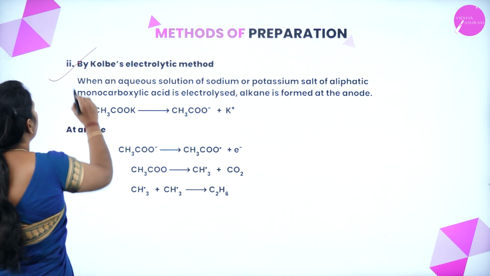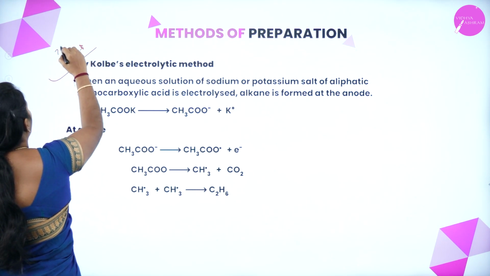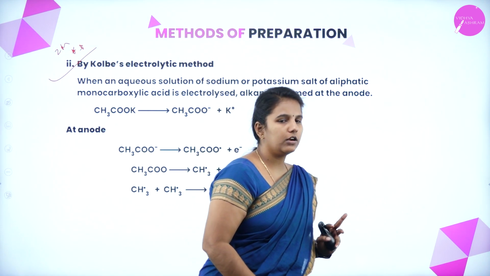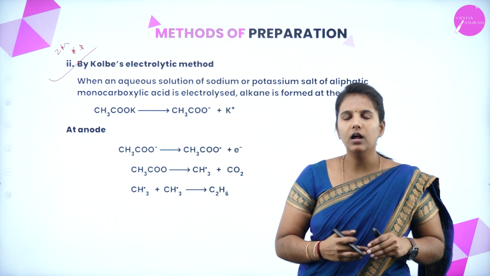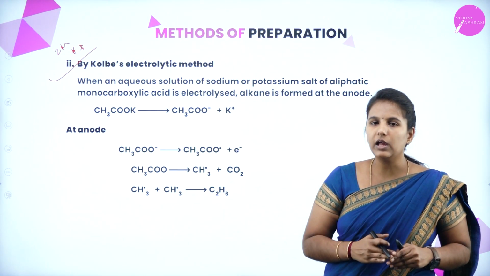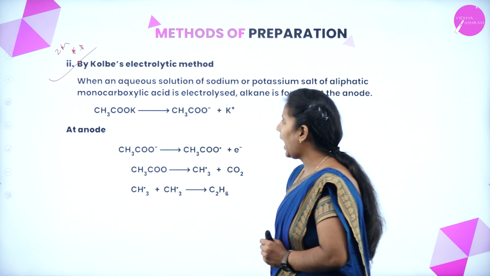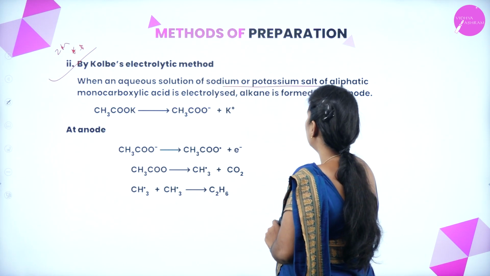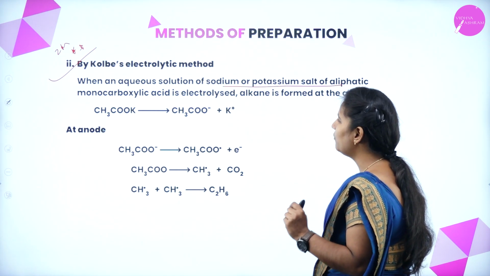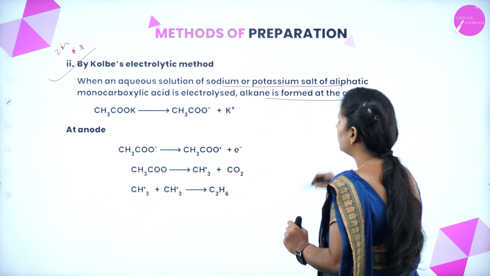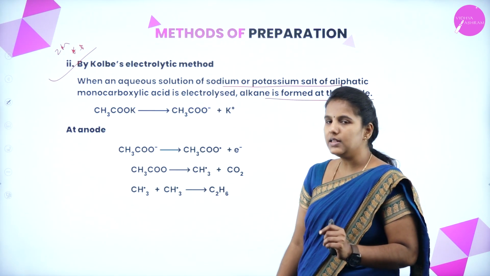Next, by Kolbe's electrolytic method. It is very, very important from the examination point of view, and they'll ask what is Kolbe's electrolytic method. Here, we can prepare an alkane by using an electrical field. How does it work? Let's see now. When an aqueous solution of sodium or potassium salts of aliphatic carboxylic acids is electrolyzed, alkanes are formed at the anode. Why is it so?